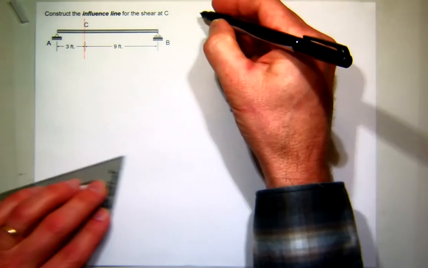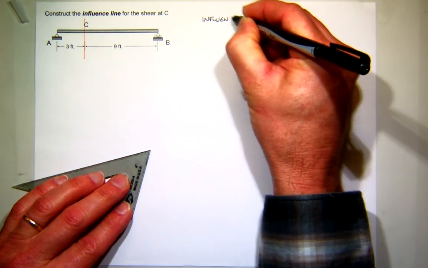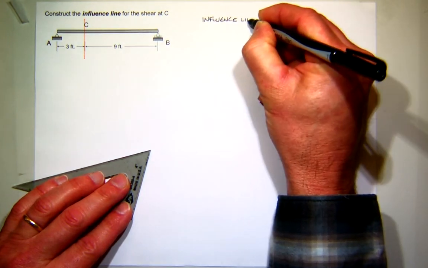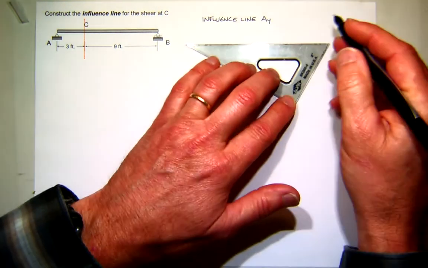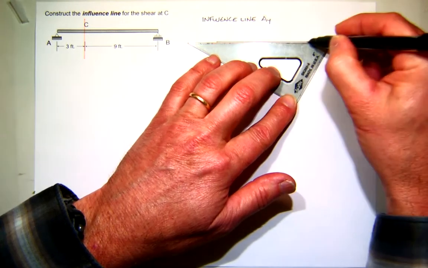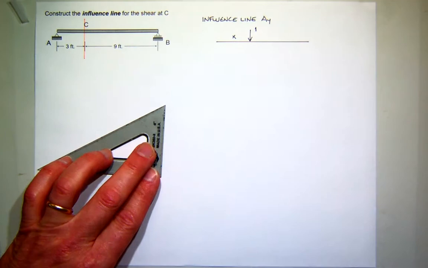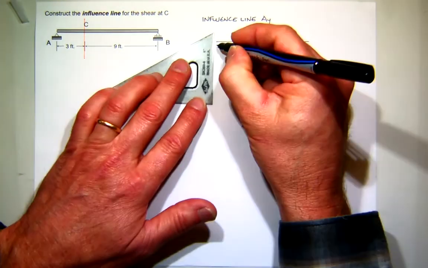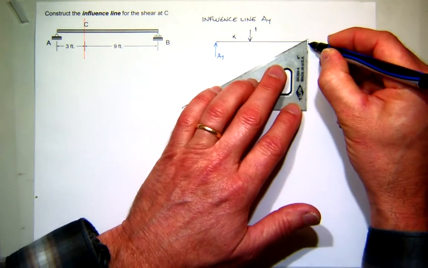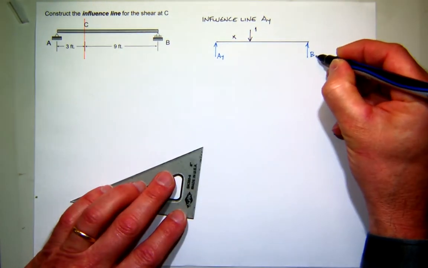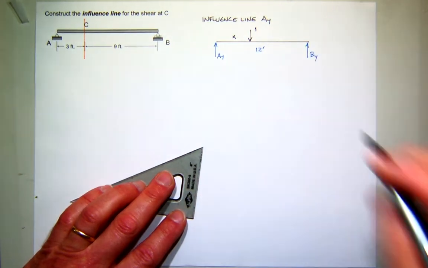So I'll actually come over here to the side and say, let's find the influence line for AY. So I'll redraw the beam. I'll put my unit load at some position X on the structure. And there's AY, and there's BY. I won't worry about the X reaction at A. And this is a total of 12 feet.